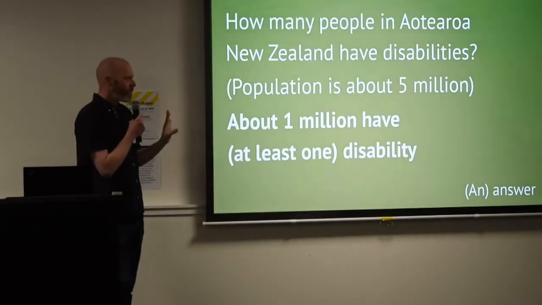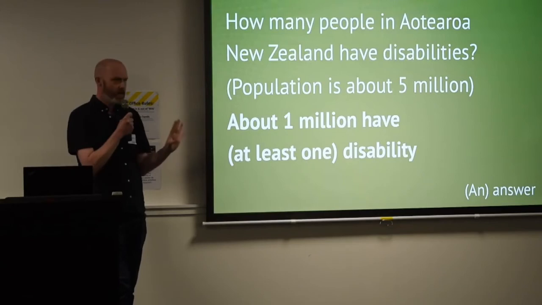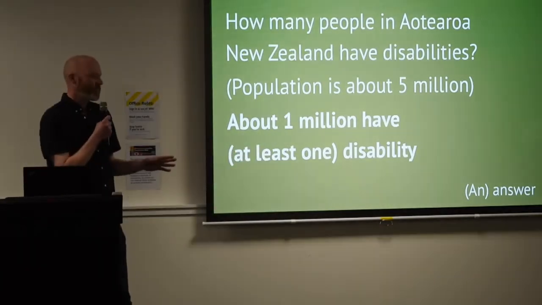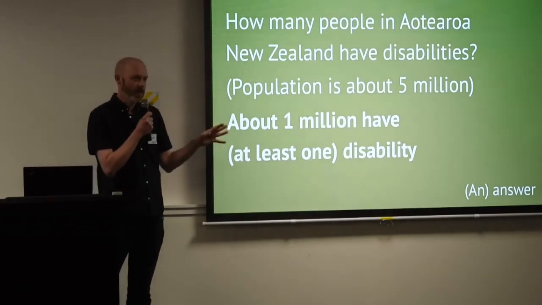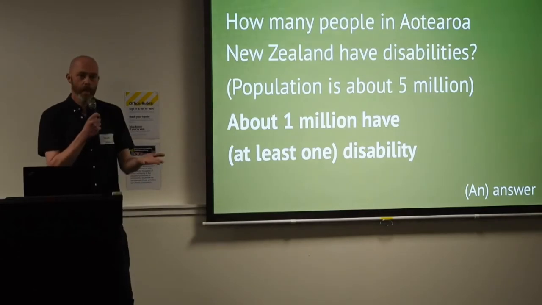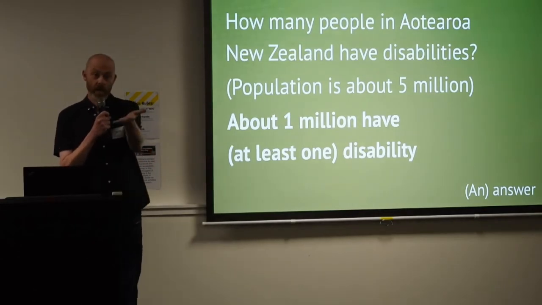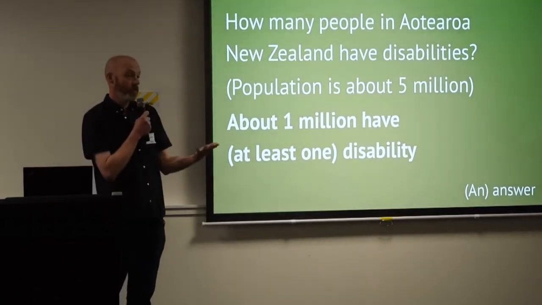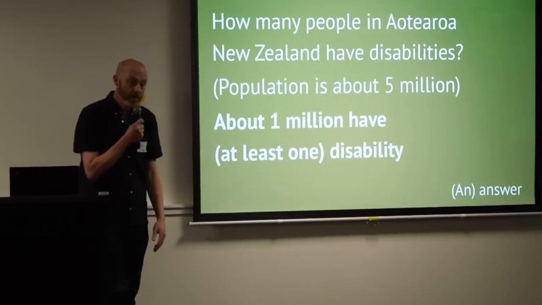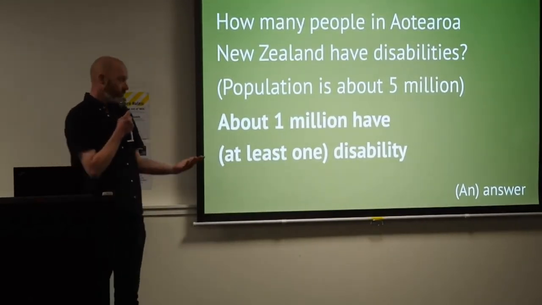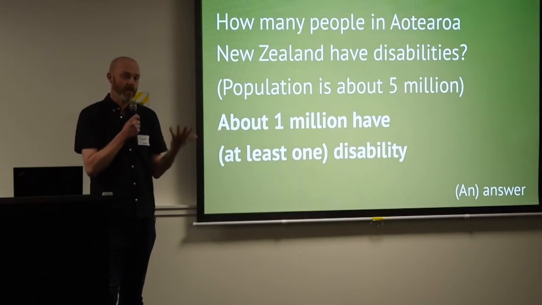This is a number from 2013 from Stats NZ, I think, if I remember correctly. And again, at least one. It's approximate. I mean, it might have been 936,000 or it might have been 1.1 million, but it's around there. I think we do a good job of looking after people who might want or need some help. And like most things in life, it's complicated, so it's probably a combination of those things.